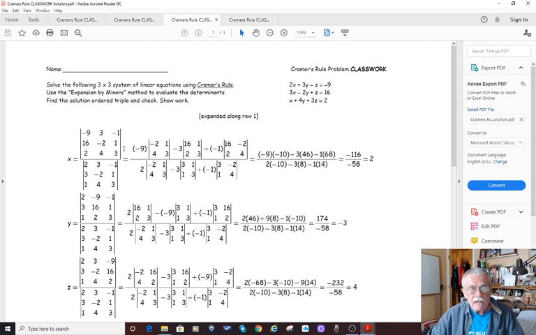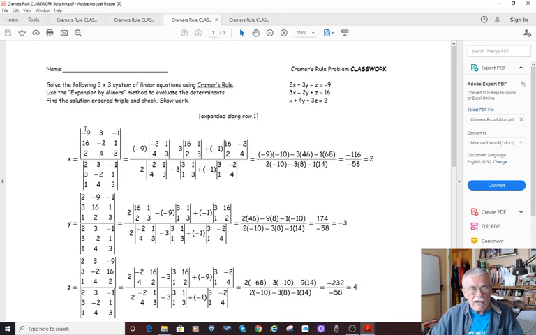Start with the negative 9. That comes on the outside. And next one I'll be multiplying by a 3. And next one I'll be multiplying by a negative 1. And I go plus, minus, plus. So that becomes a minus. This becomes a plus. We're going to work that out.